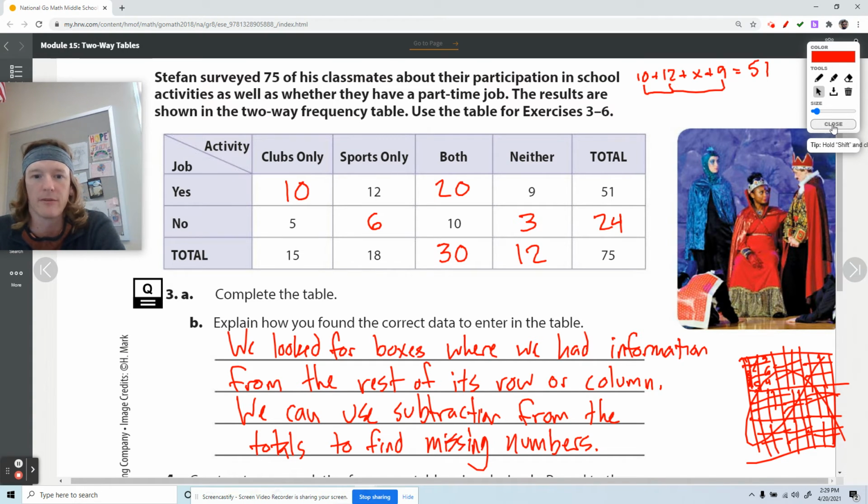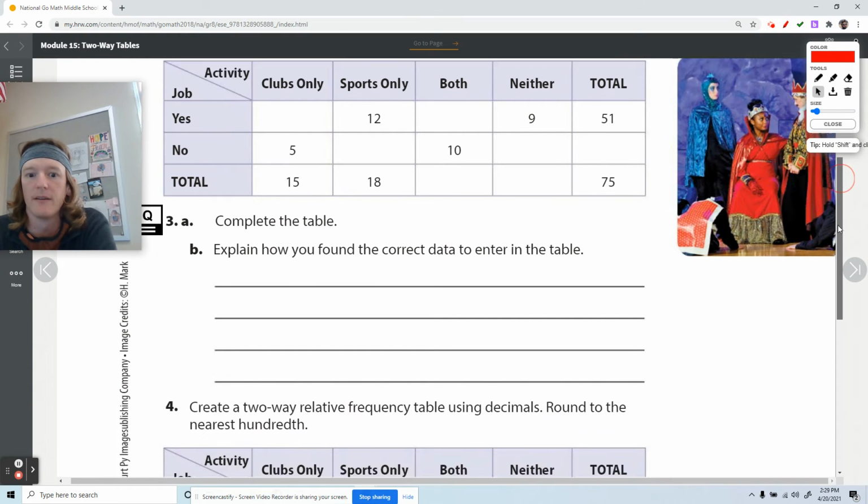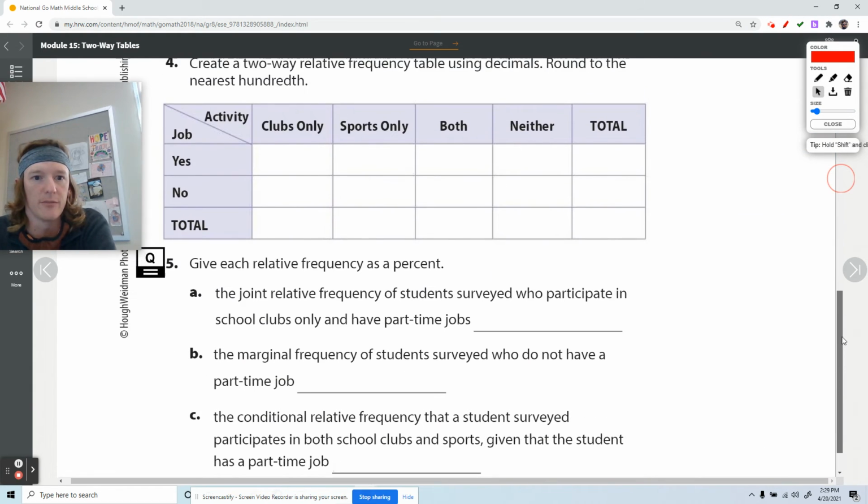All right, so now we're going to go down to the bottom. We're going to use these same numbers, okay? I'm going to have to look at my answer key again because I got to delete all this to scroll down. Oops. And we're going to do number 4, A, B, and C.